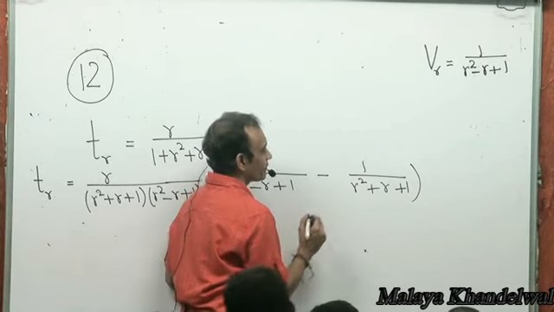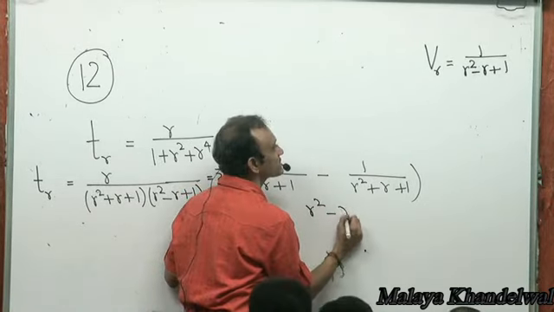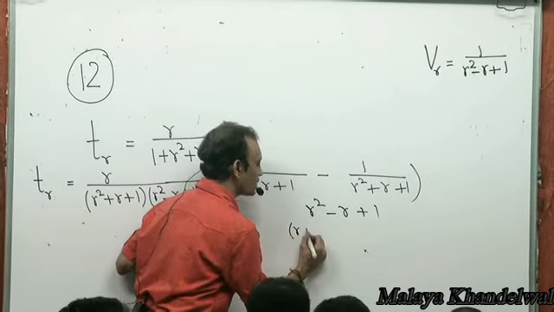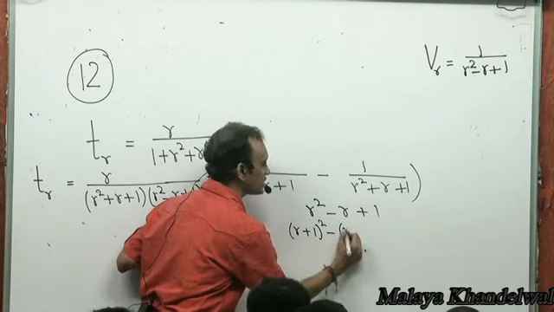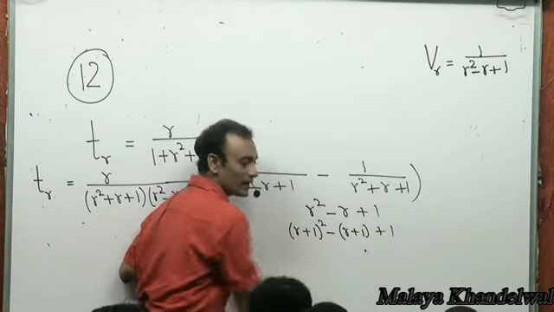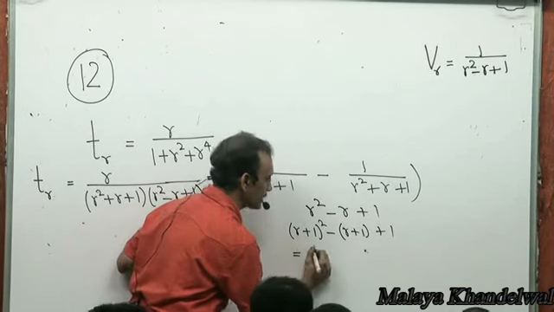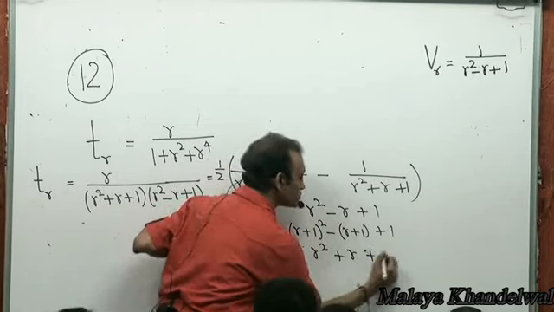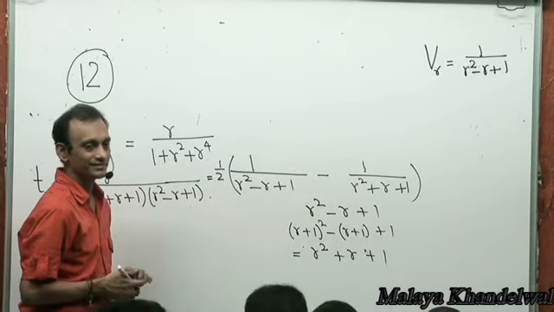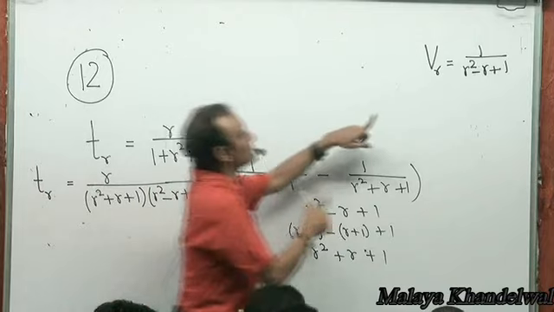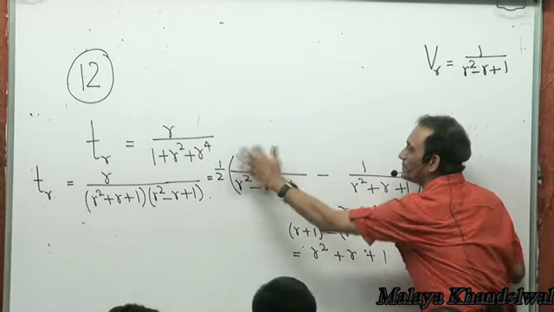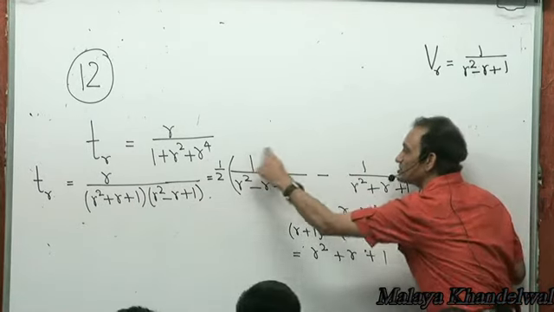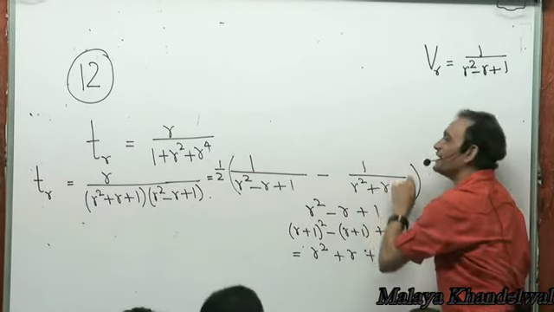See, in this expression, r squared minus r plus 1, if you replace r by r plus 1, what would you get? (r plus 1) whole squared minus (r plus 1) plus 1. If you replace r by r plus 1, which is like r squared plus 2r minus r plus r plus 1 is what you get. Yes or no? That means in this expression, if you replace r by r plus 1, you get this. So if this is chosen as V_r, what would this be?